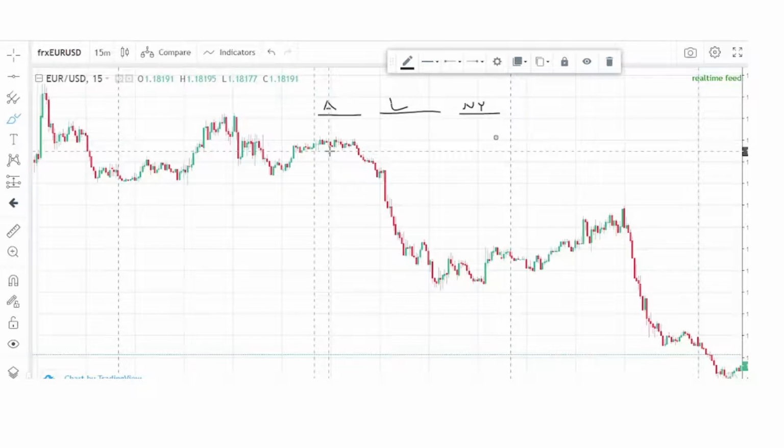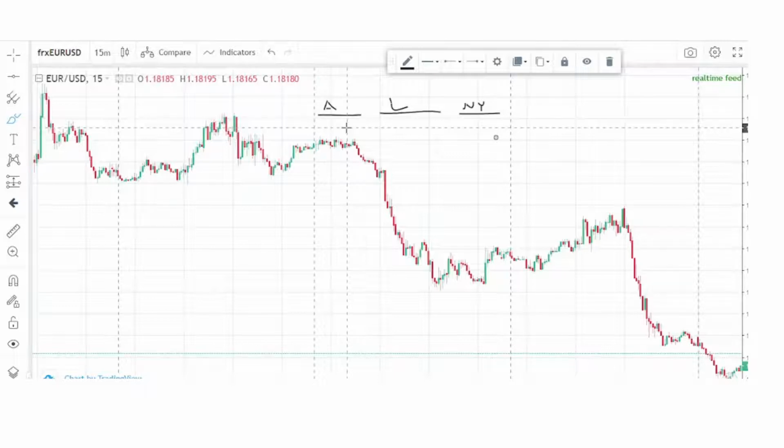To find out what time is Asia, what time is London, what time is New York, you can check that from the internet. Depending on your local time, it will be different from country to country. So you can just check on the internet what time Asia or London or New York opens in your locality.